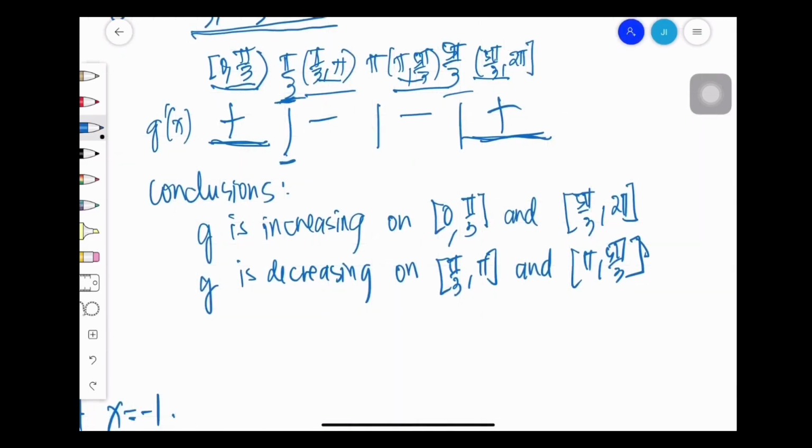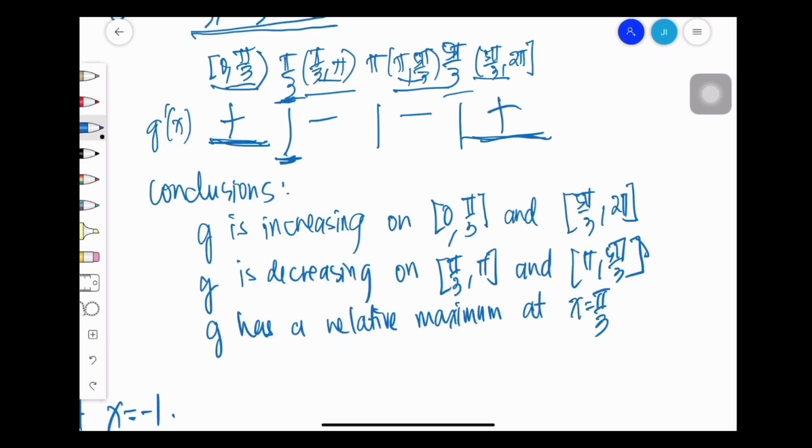Next, where are the relative extrema of this function? You can notice this critical number. The derivative before it is positive, which means that before pi over 3, the function is increasing, then after pi over 3, the function is decreasing. Hence, g has a relative maximum at x equals pi over 3.